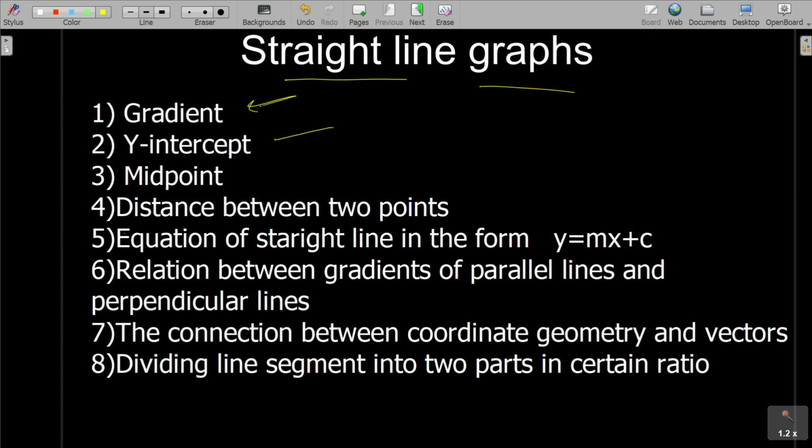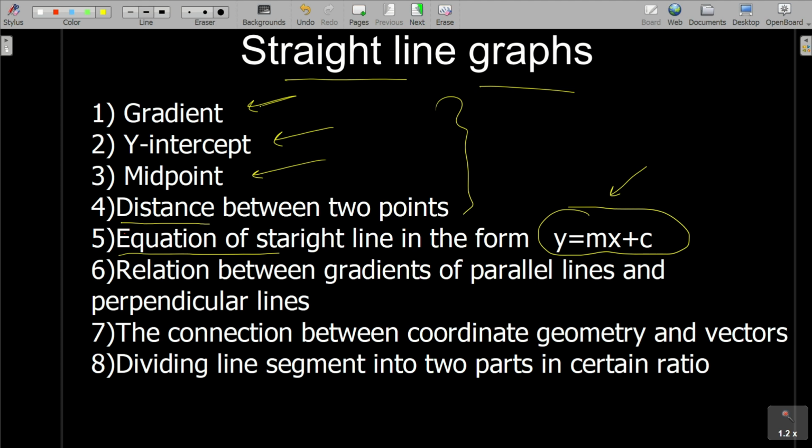I'm going to teach you also how to interpret the y-intercept from the graph. I will teach you the midpoint, also the distance between 2 points. These are very basic skills to work with in straight line graphs. Equation of a straight line, which can be formed in the form y = mx + c. Of course, there are many other forms, but this is the form which we are going to focus on today.